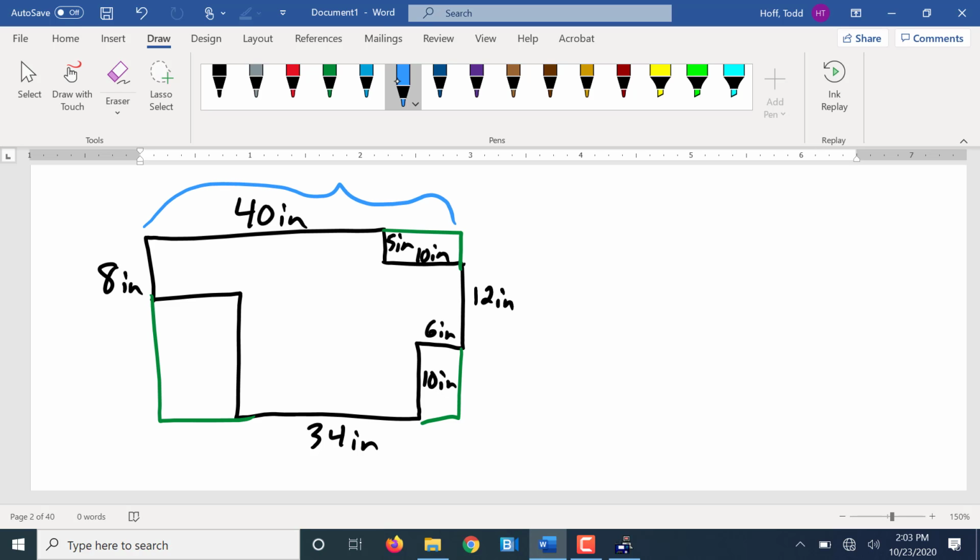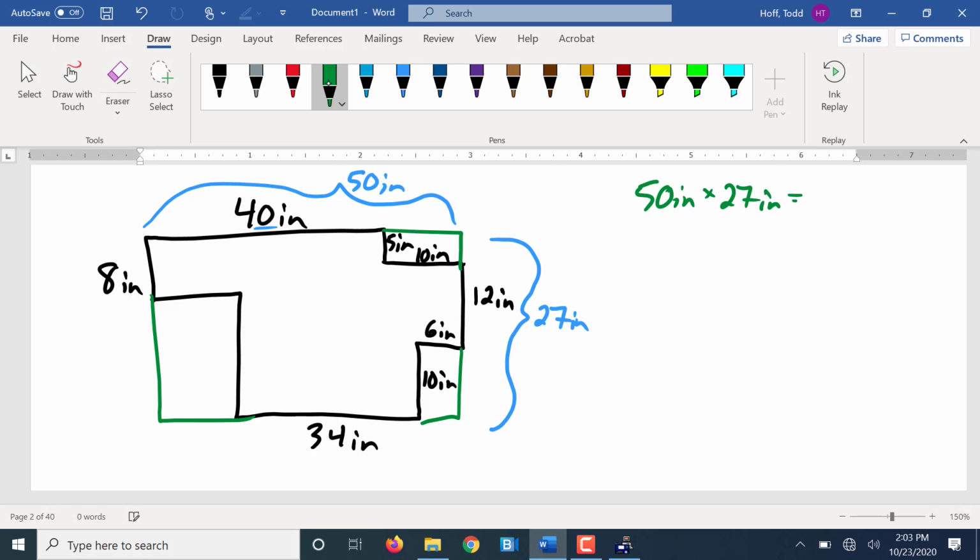What's it going to be? 50, good, just the 40 plus the 10. And this overall dimension will be 27, looks correct. So that overall size, 50 inches times 27 is what? 1,350 inches squared, good. Now we have to subtract, this piece here will be pretty easy to find.